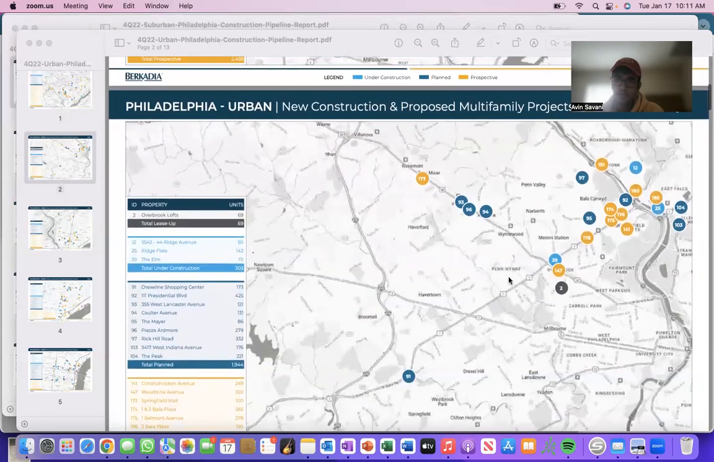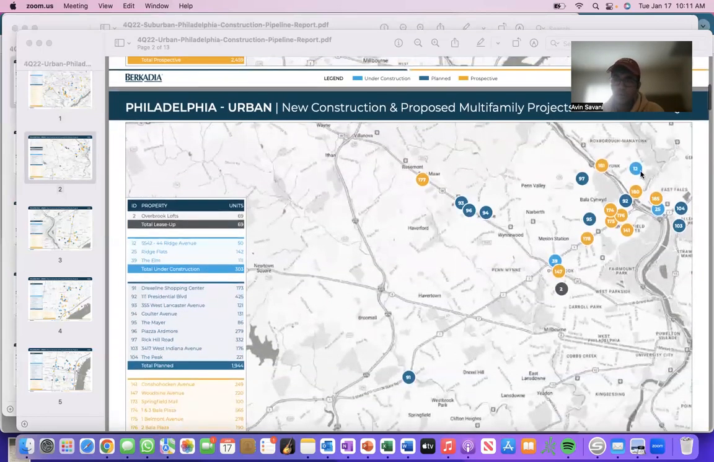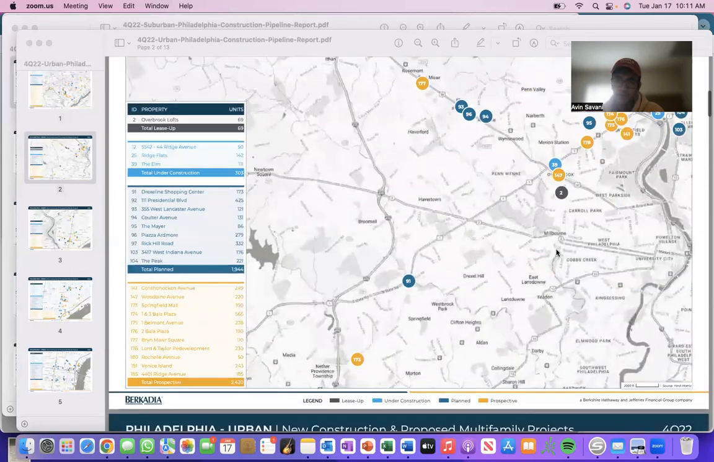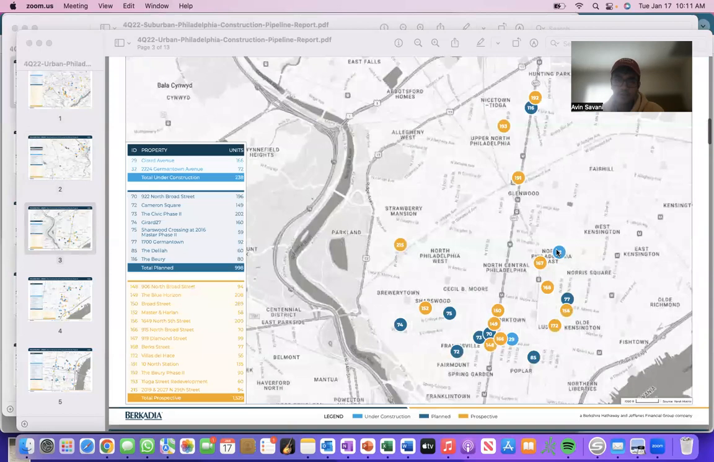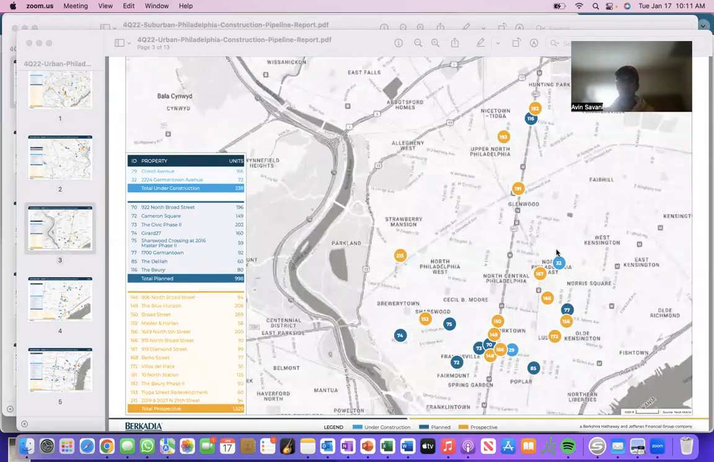Under construction, noted by the blue. Got one in Manayunk, one here. So this just gives a good rough idea of where different pockets are located, right?